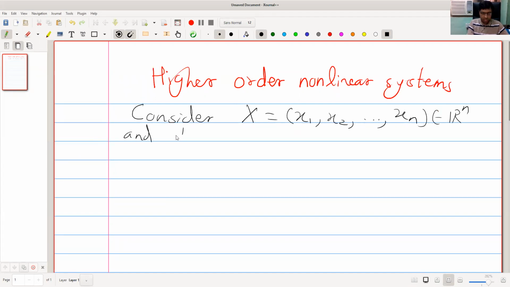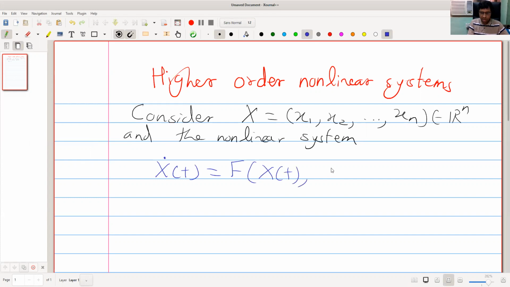And the non-linear system of delay differential equations given by x dot of t equal to capital F of x of t and x of t minus tau. Note that the right hand side does not contain t explicitly, which means this is autonomous. So this is an autonomous nonlinear system.